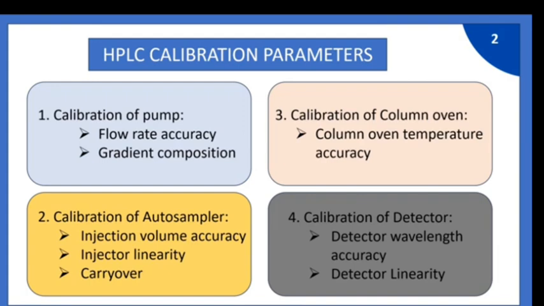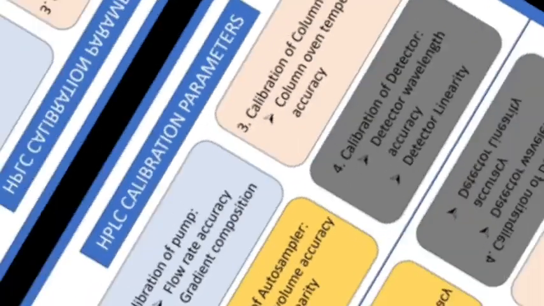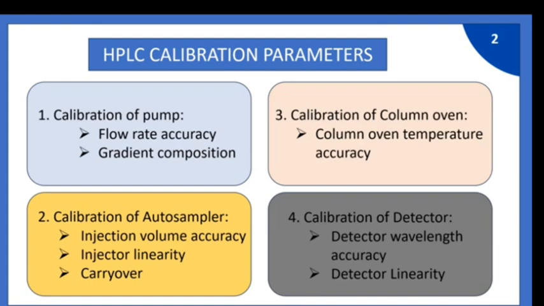In this we do two tests. First is flow rate accuracy, second is gradient composition. Second part of HPLC is auto sampler. In this we do three tests, that is injection volume accuracy, injector linearity, and carryover. Third is calibration of column oven. In this we do one test, that is column oven temperature accuracy. And the last is calibration of detector. In this we do two tests, that is detector wavelength accuracy and detector linearity.